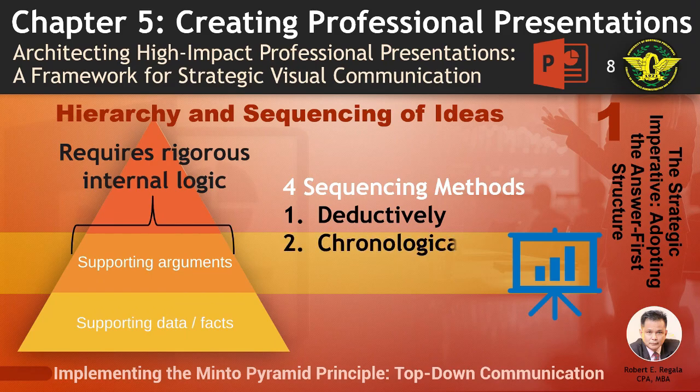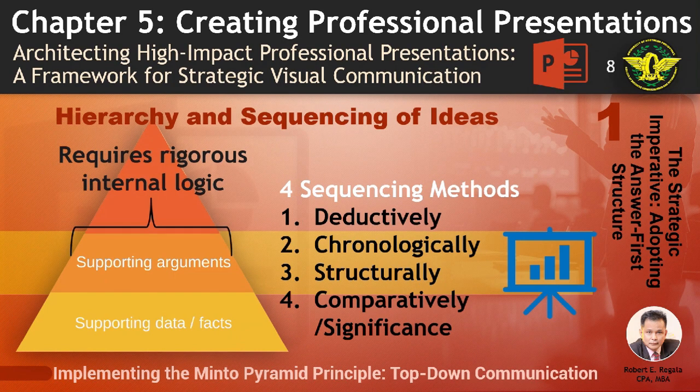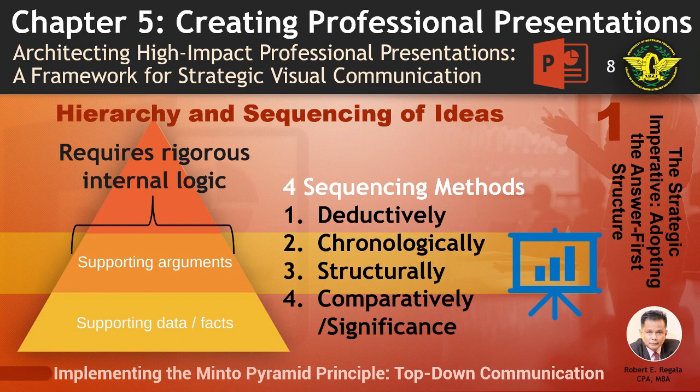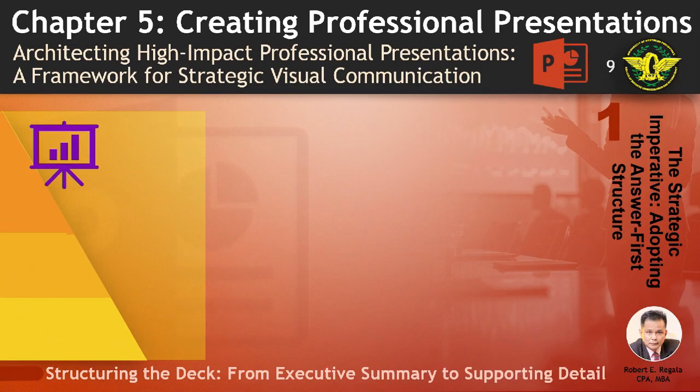2. Chronologically, ordering arguments based on a time dimension, for example, month-by-month analysis or sequential steps. 3. Structurally, sequencing arguments as parts of a whole, for example, comparing business performance across different locations. 4. Comparatively, by significance, ordering arguments based on their relative importance, for example, highest risk to lowest risk of occurrence. Structuring the deck, from executive summary to supporting detail.